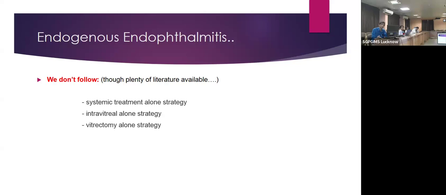All three must be combined, starting with the vitrectomy and systemic treatment, or at least vitrectomy should be done, and after that, systemic treatment can be instituted if we have some kind of reports available. And intravitreal treatment must be continued even after the vitrectomy, till you are sure or there is evidence that infection is no longer present or is getting inactivated.